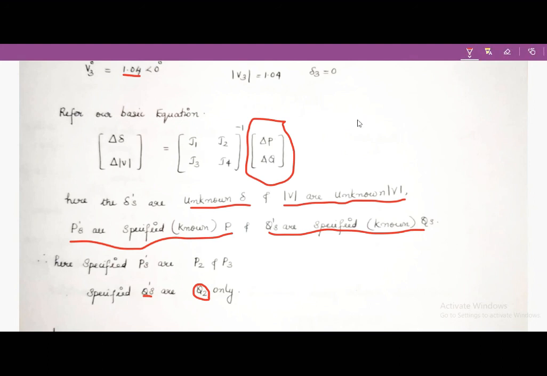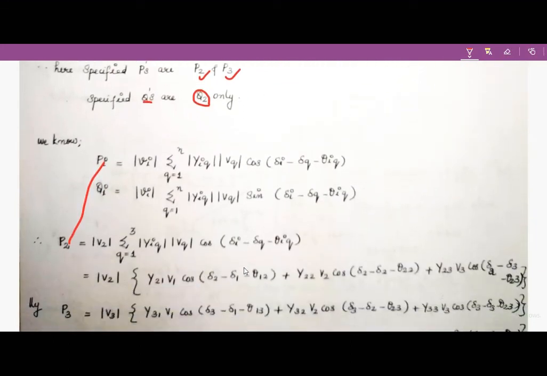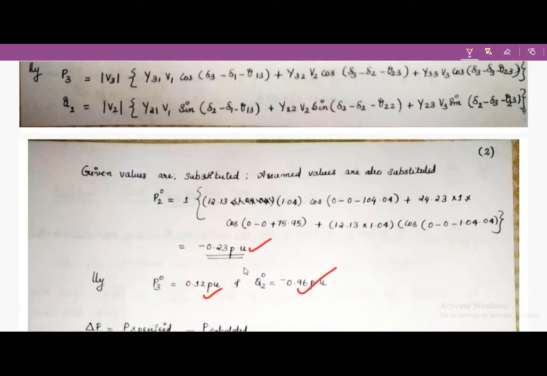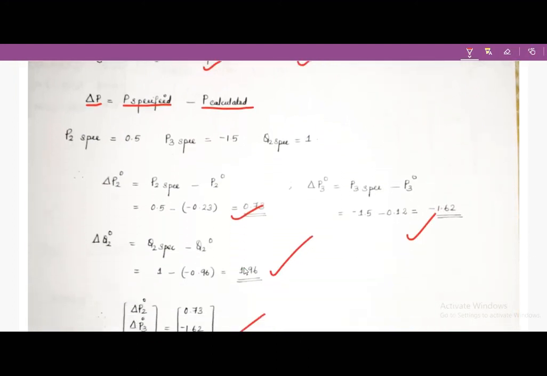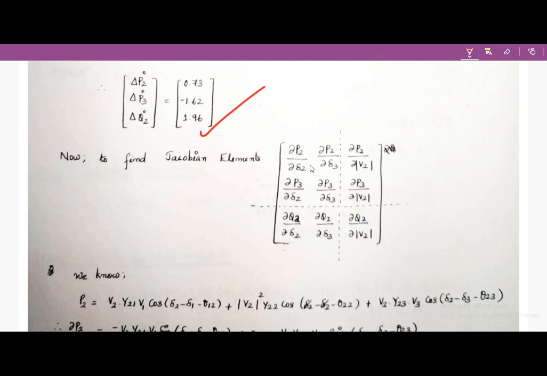How many P do we have now? We have P2 and P3. So obviously dou P by dou delta means we will be having dou P2 by dou delta and dou P3 by dou delta. Now let's see how many deltas we have. So this is our Jacobian matrix.